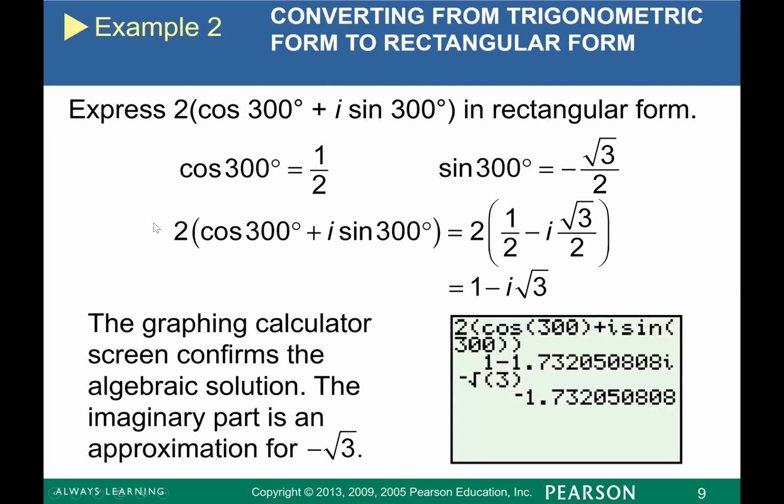So you can set up your graphing calculator to show polar form. We're going to do that in a few minutes. But here they've just put in the calculator 2 times the cosine of 300 plus i sine of 300. In your graphing calculator, you can change the mode. Let me see if I can switch to this real quick, because this will be helpful for you.